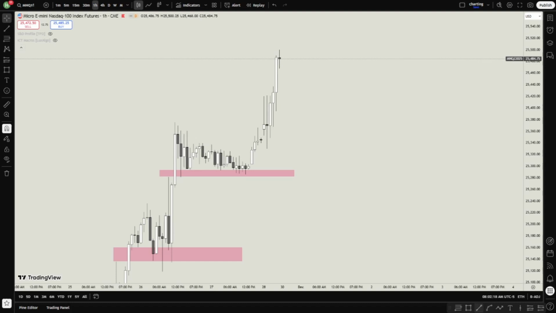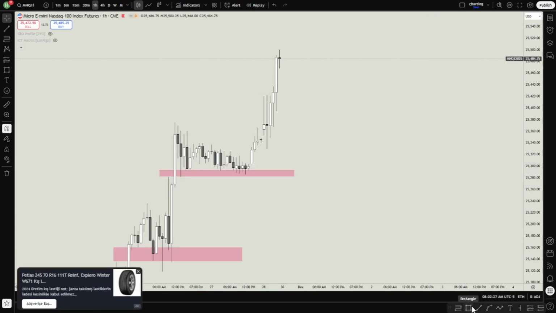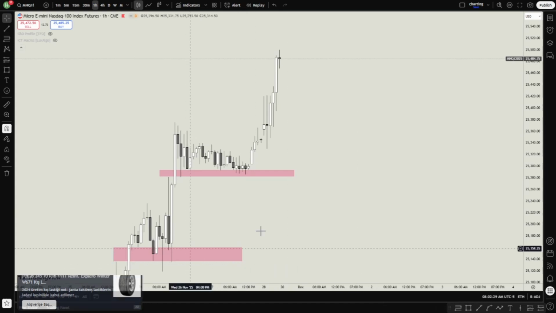As you can see guys, market after we test this 4-hour bullish fair value gap, and also we have a 1-hour fair value gap, but because we have 4-hour and 4-hour is much higher time frame than 1-hour, I'm taking 4-hour preferably, right?